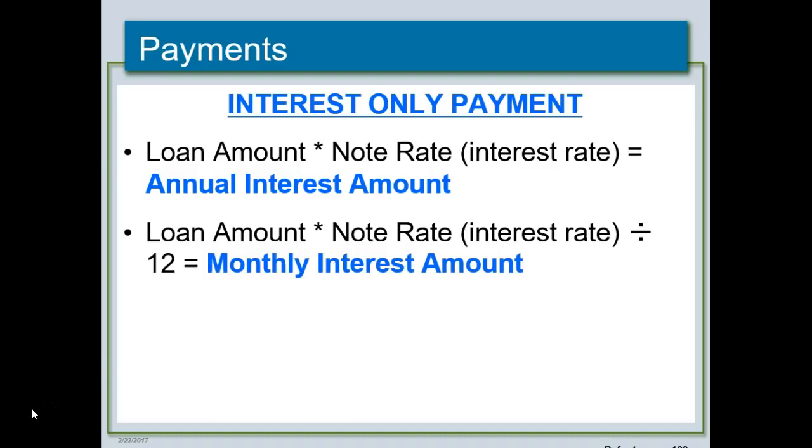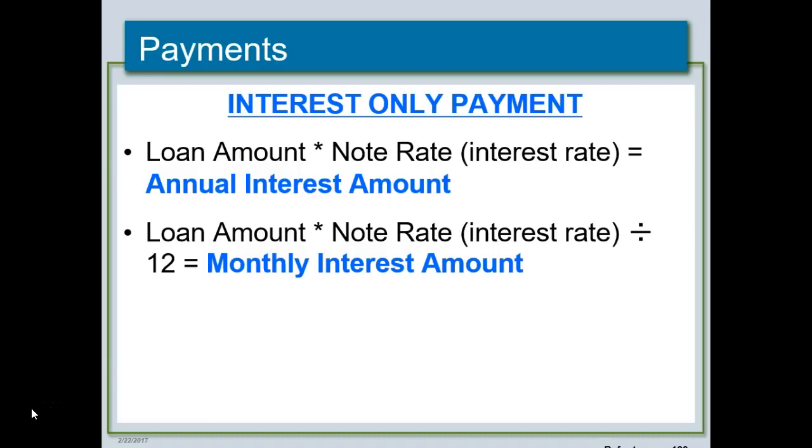Calculating the interest-only payment. You simply take the loan amount and you multiply it by the note rate. Remember, note rate means interest rate, nominal rate. There's three different ways that they can say it. But you're simply taking the loan amount, multiplying it by the rate, press equal. That's going to tell you the annual interest. If you want to know it for 5 years, then multiply it by 5.